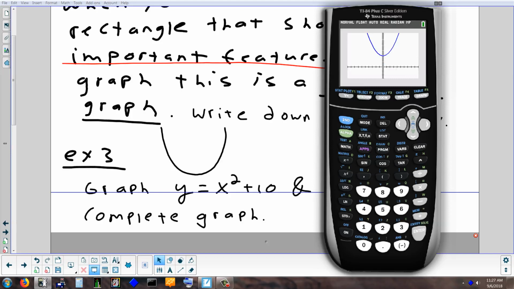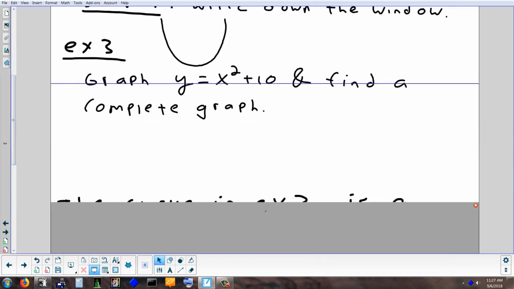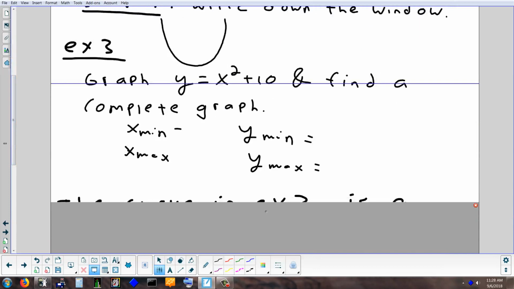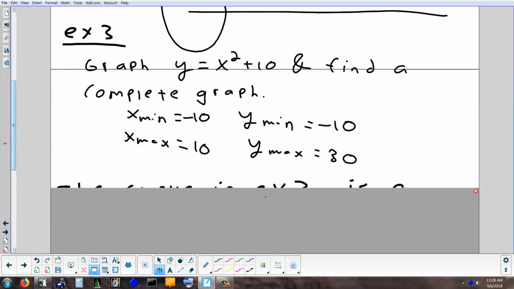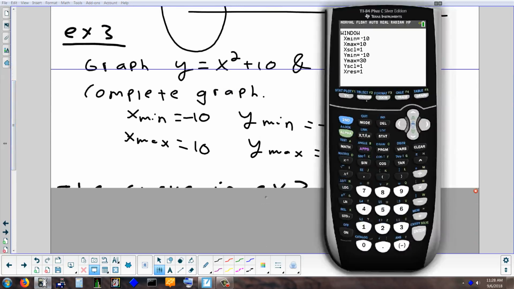Okay, so what do we write down? Four values: X min, X max, Y min, Y max. So I think everything was the standard window, except the Y max. Did you say 30, Michael? Yeah. Okay, he did 30 for that. That's what you write down. Write down the window. Now, if you did 20 for the Y max, sure, that's fine too. It's going to change how it looks a little bit, but you're still gonna see all the important features.